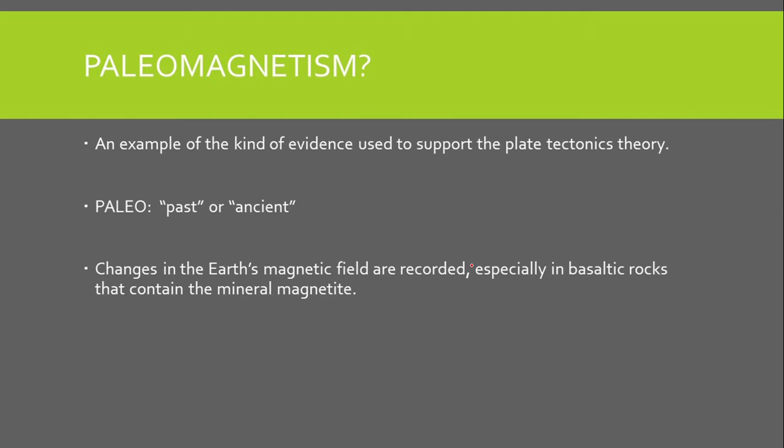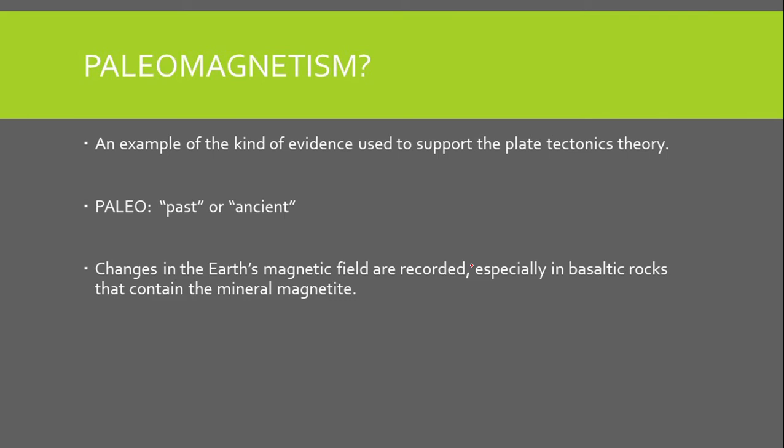So we need to have some way of finding evidence that this has happened in the past. In the past, or ancient, is our use of how we get to this word paleo. Paleo is like when we're studying or examining something that happened in the past. In this case, we're going to be talking about the past magnetic field of the Earth. Later in the course, we'll talk about paleoclimate, studying the climate of the past and so on.